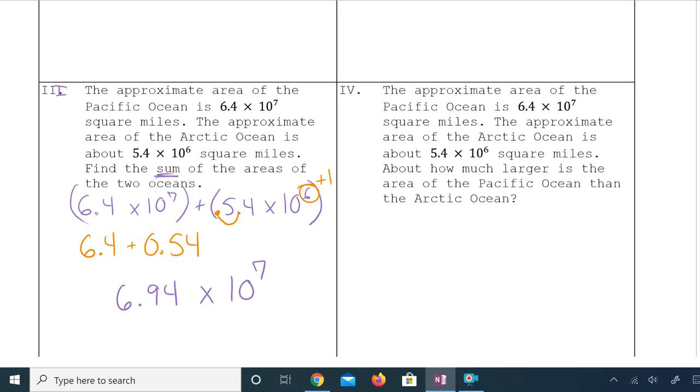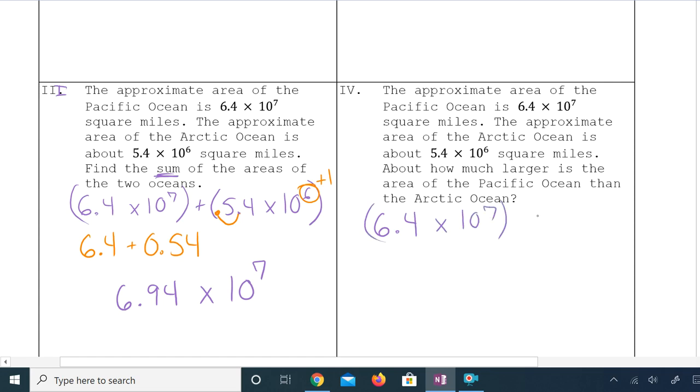And then our last question here says the approximate area of the Pacific Ocean is 6.4 times 10 to the 7th square miles. The approximate area of the Arctic Ocean is about 5.4 times 10 to the 6th square miles. About how much larger is the area of the Pacific Ocean than the Arctic Ocean? So we're going to take the area of the Pacific Ocean and subtract the Arctic Ocean value from it.